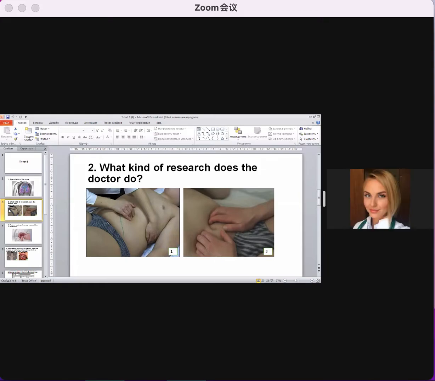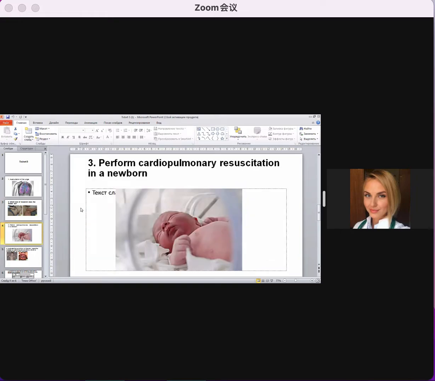Perform cardiopulmonary resuscitation in a newborn. For this one we have to use fingers. We need to use one thumb, and we should place it on top of the other thumb, not side to side, but on top of each other. And then we need to compress about 1.5 centimeters deep. Three compressions, one breath. Yes, very good.